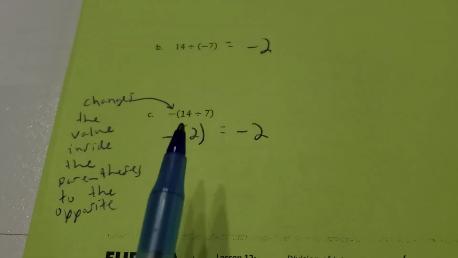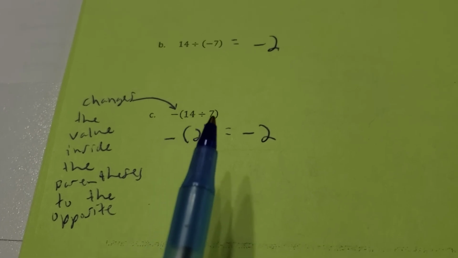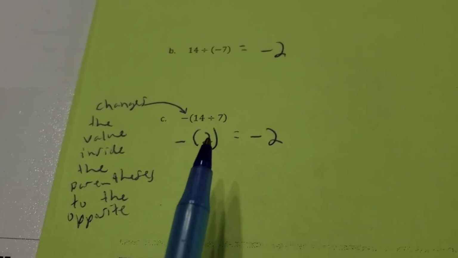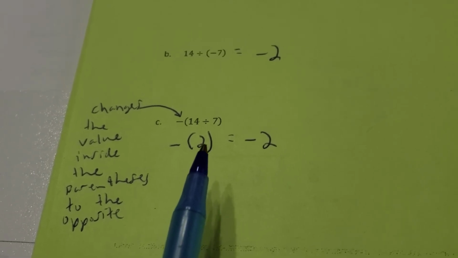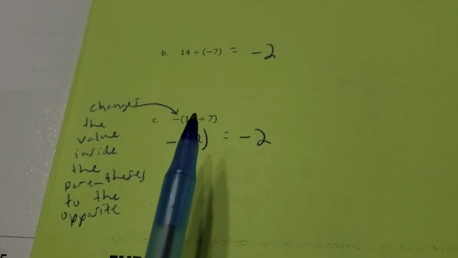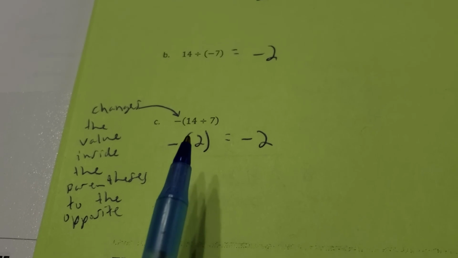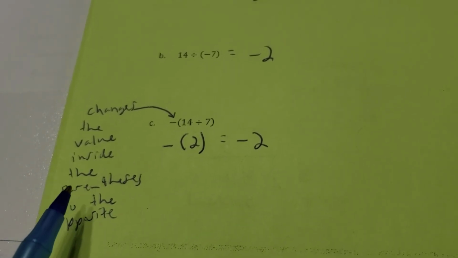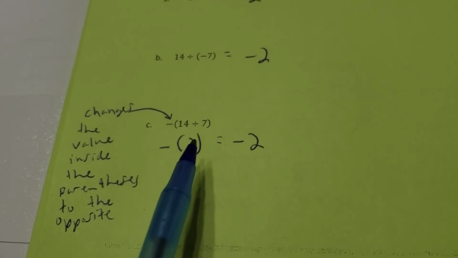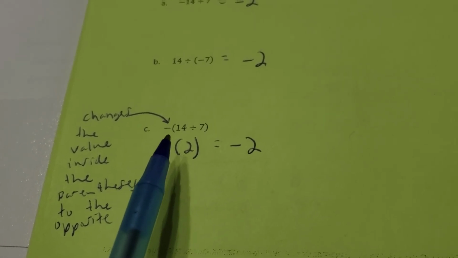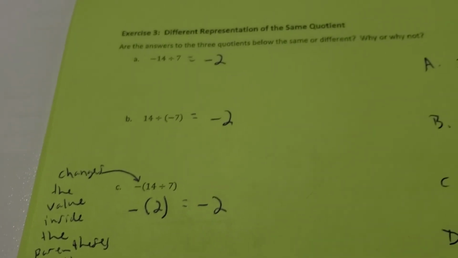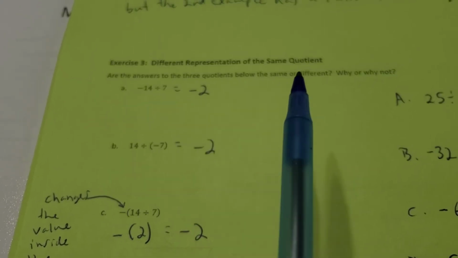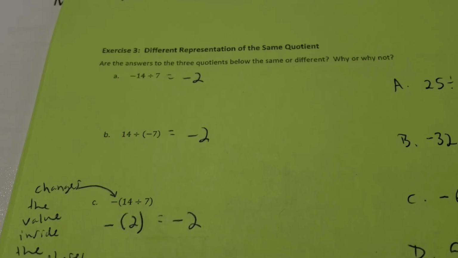Normally, we do the parentheses work first. So I would do 14 divided by 7 first, and I get 2. But since there's a negative sign outside of the parentheses, that changes whatever you get inside to its opposite. Your answer should have been a 2, but because that negative sign is out there, your answer is negative 2. So are the answers of those three quotients the same or different? I would say they are all the same.